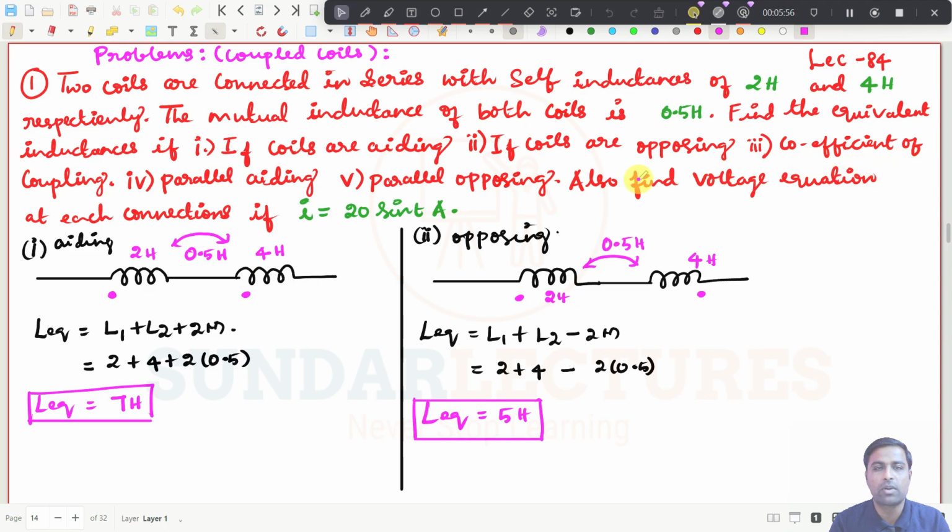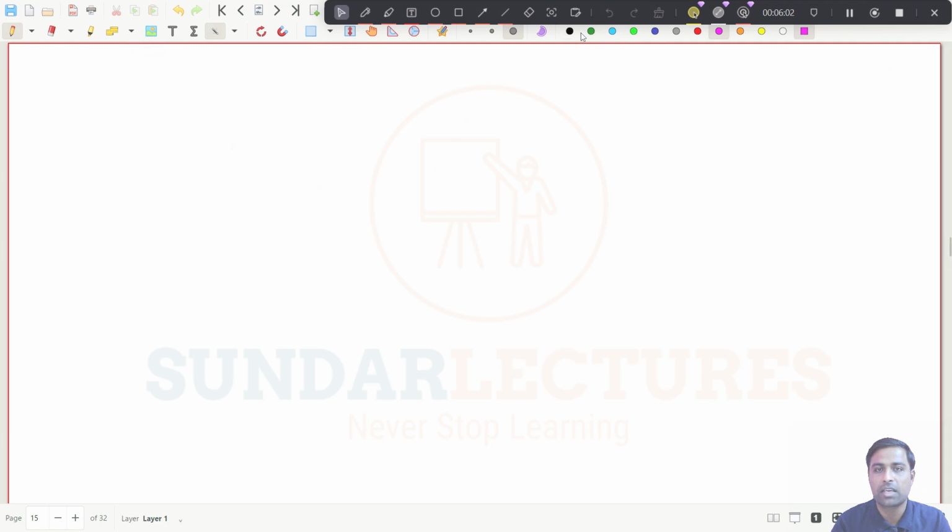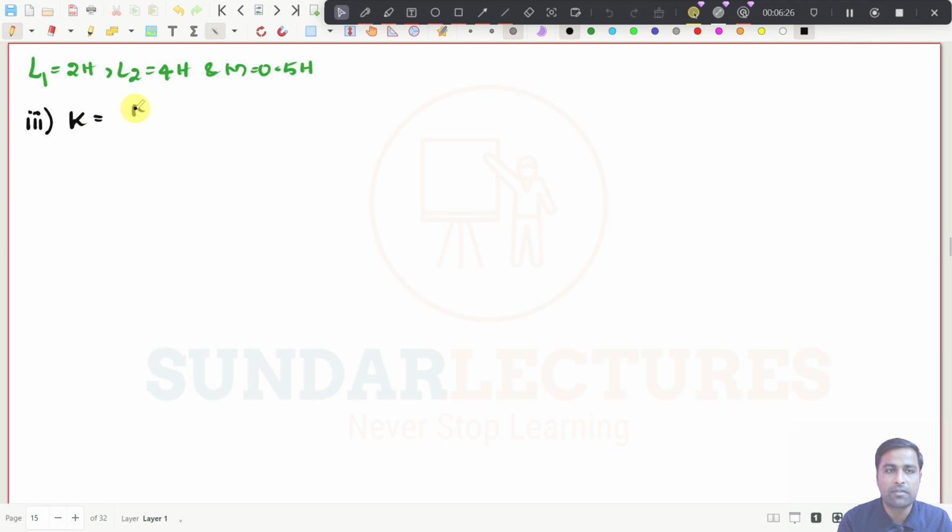And we need to find the coefficient of coupling. So I will take it to the next page. I will just write down the given data. L1 is equal to 2 Henry and L2 is equal to 4 Henry and M is equal to 0.5 Henry. And we need to find the value of the coefficient of coupling. Coefficient of coupling, that is the third case, right? Third case, K value.